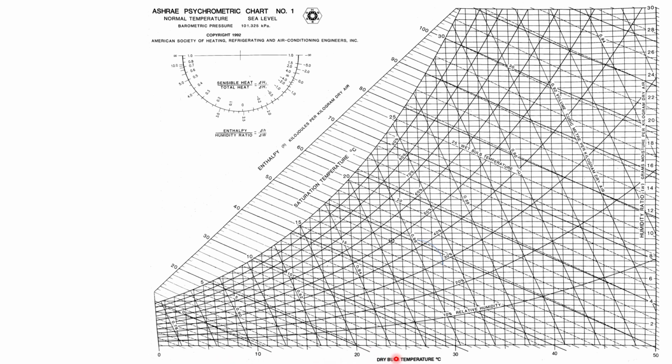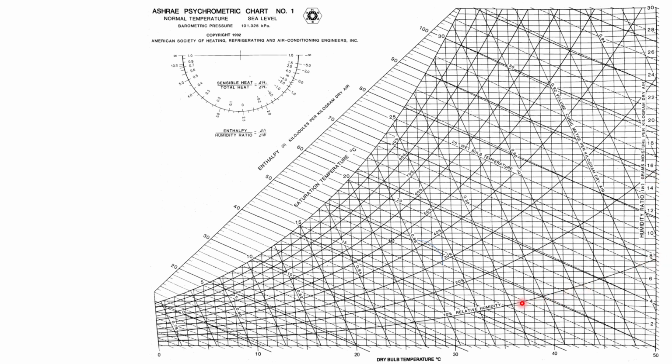This particular line shows dry bulb temperature, in degrees Celsius. This vertical line shows specific humidity or humidity ratio. That value is in grams of moisture per kilogram of dry air.